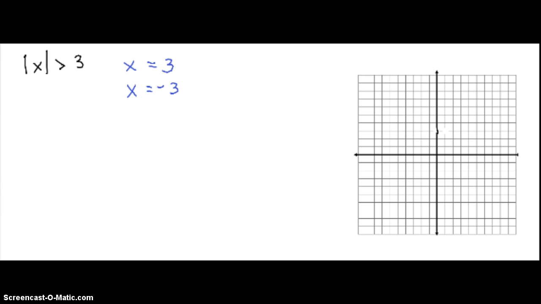So let's go ahead and put two lines on x equals 3 and x equals negative 3. And remember, since it's not greater than or equal to, I'm going to make those lines dashed. So let's go ahead and do that.